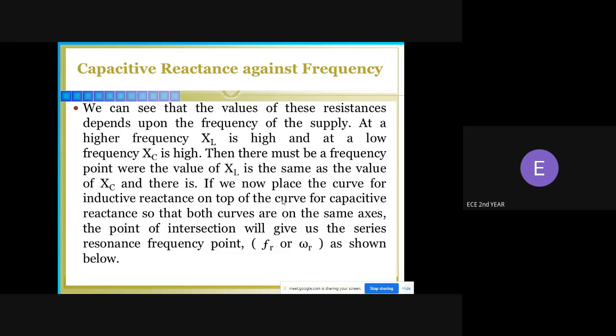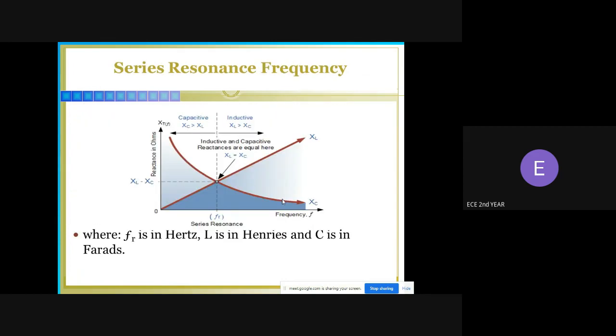resonance frequency point. You can see here, this is XL and this is XC. XC is a hyperbolic curve and XL is a linear curve, and XL and XC are intersecting each other. So we can call that a resonant condition. Here the capacitive and inductive reactances meet; we can call this point resonance.